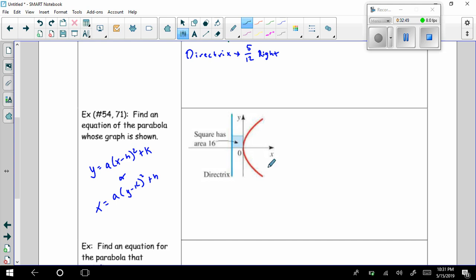This one is open to the right. So a couple things we already know is that this will be x equals. We also know that a is positive because it's open right. And that's it so far. What we do need to be able to do, oh wait, we know our vertex is at 0, 0. So we can see that.